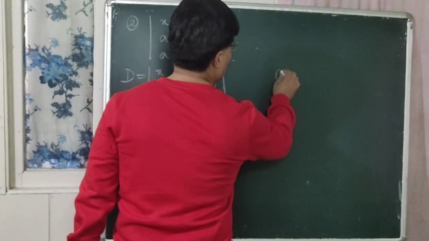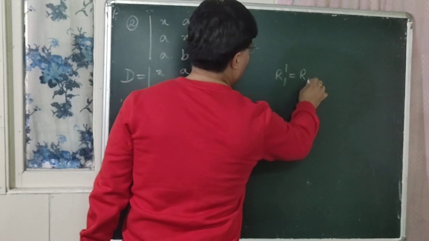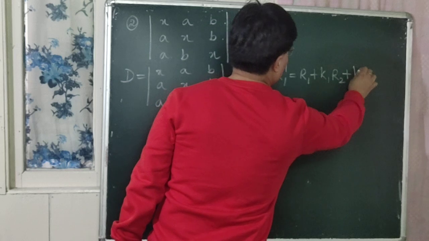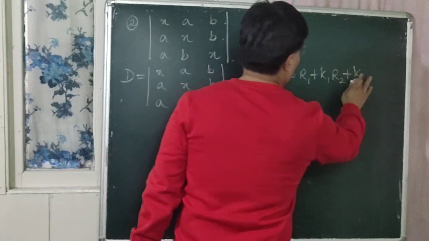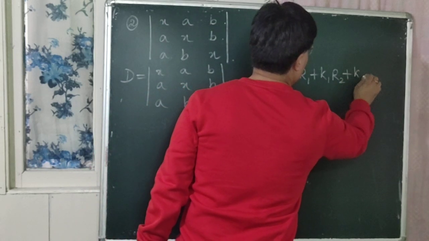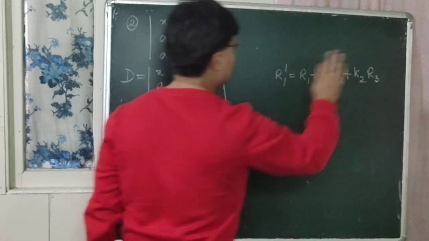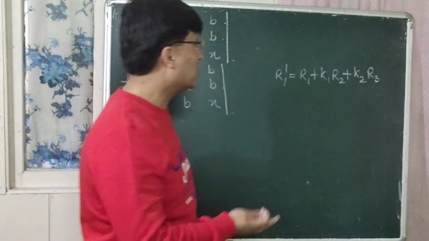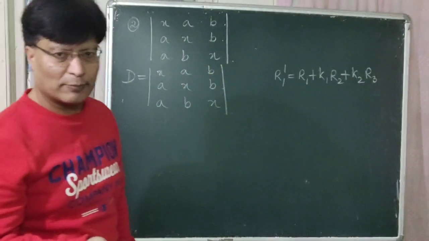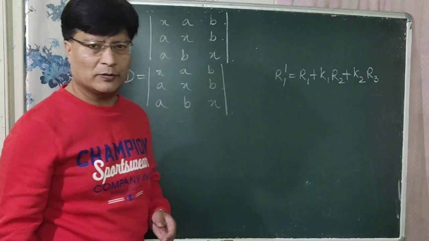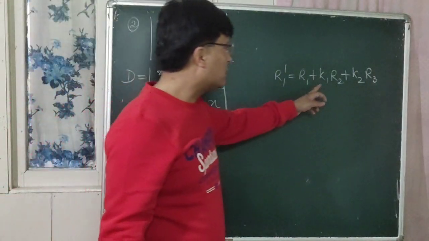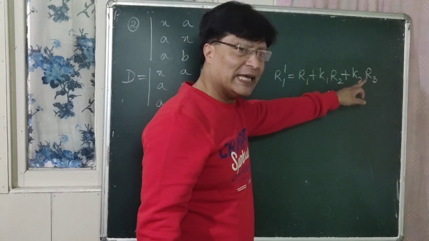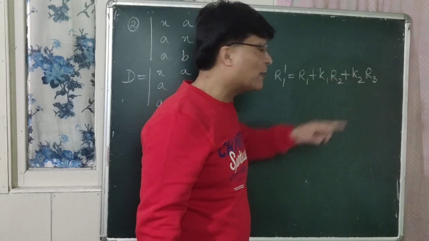So now, let us do question number 2. That is, you have to find out the value of this given determinant. Okay, so this is also determinant of third order. So you have to find out the value of this determinant. Let us write given determinant D is equal to, again you can copy the question, X A B, A X B, A B X, right? So now here, which property is used here?